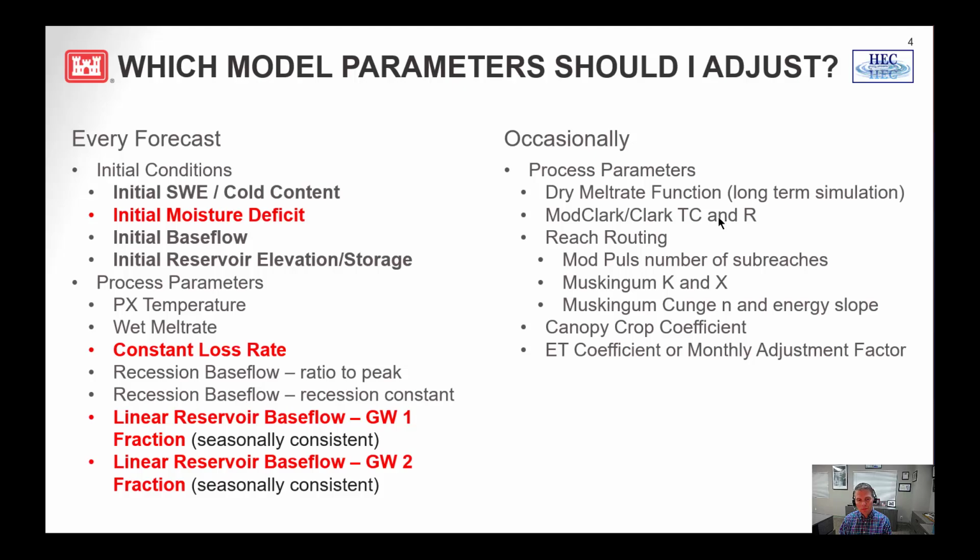Crop coefficient, I would not really suggest adjusting that parameter, but if you're doing a longer term simulation and you're trying to match evaporation or evapotranspiration over multiple months, and you're just not able to reproduce the runoff response, then consider adjusting the canopy crop coefficient. And then finally, if you do need to increase your evapotranspiration for a longer term simulation, so again, if you're looking at a couple of months, then you can adjust your monthly evapotranspiration rate or the ET coefficient within the Hamon evapotranspiration method.